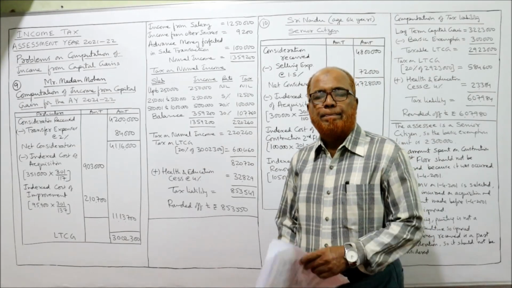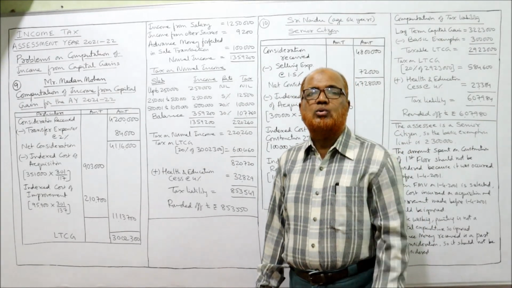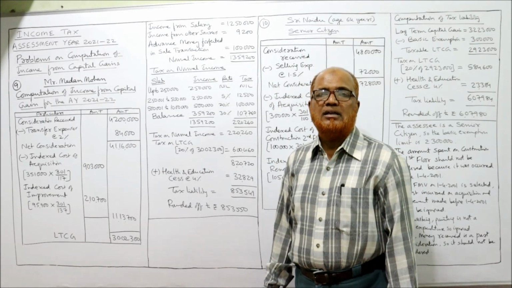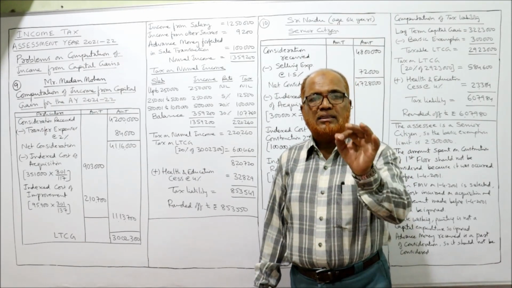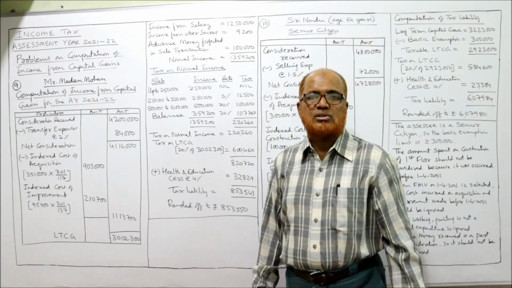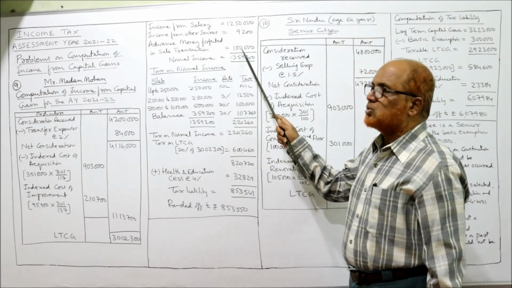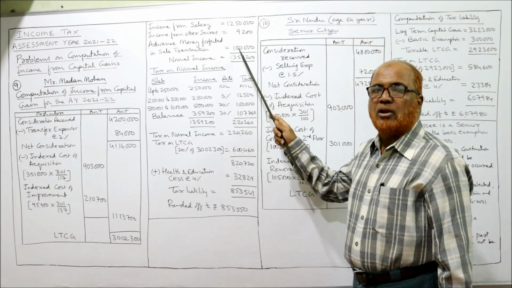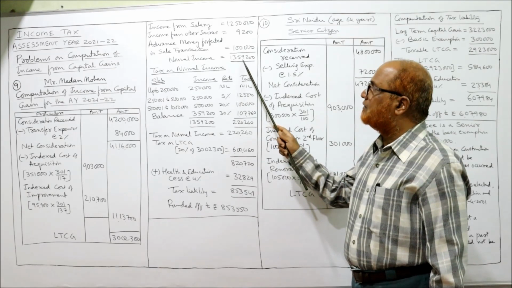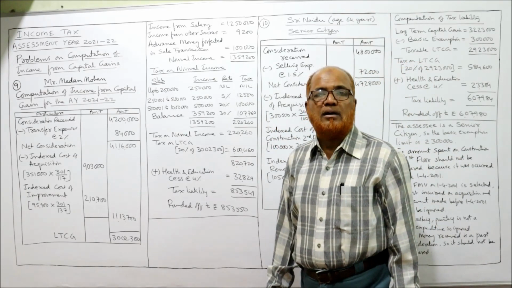Now one more thing. The advance money forfeited after 1/4/2014 is 1 lakh rupees, and that 1 lakh rupees is taxable under income from other sources. So this 1 lakh rupees is also added. So total normal income comes to 13,59,200. 13,59,200 is the normal income.